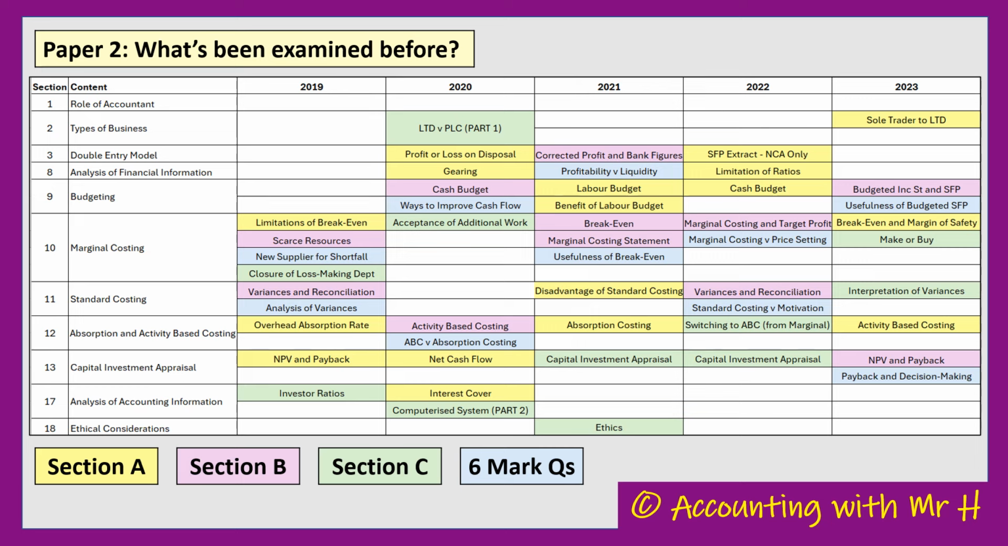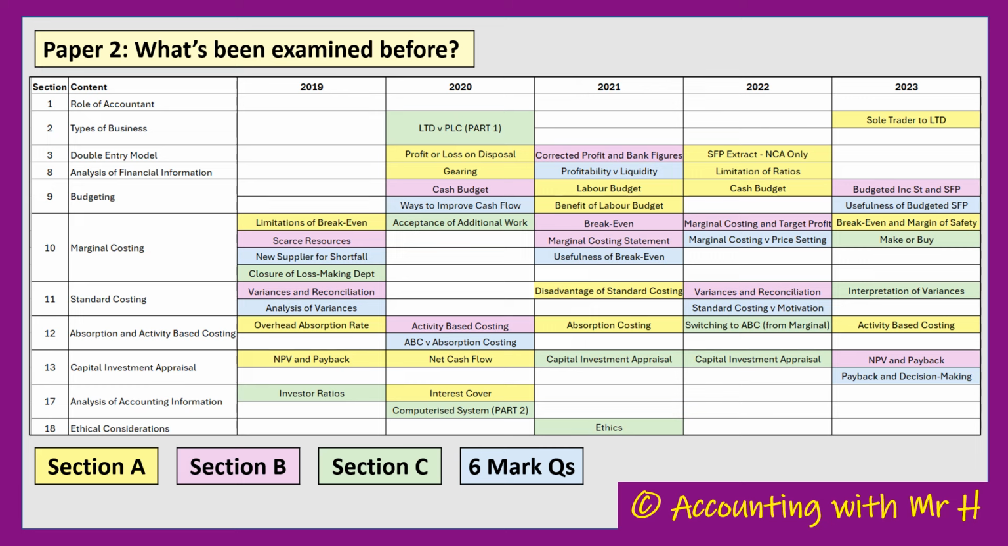Section 8, the analysis, so basically the ratios. Interestingly, not much happening here. So there was a little question on gearing, calculate the gearing. A 6-marker about profit and liquidity. I think it was something about even though they've made a profit, why can't the owner take the drawings or something like that? And then there was a 3-mark written one: give a limitation of ratio analysis. So not a huge amount with section 8.